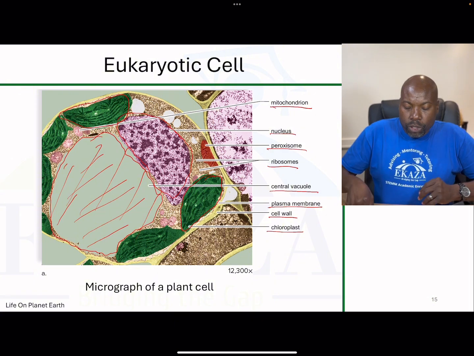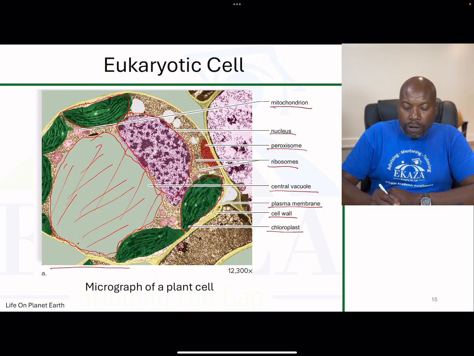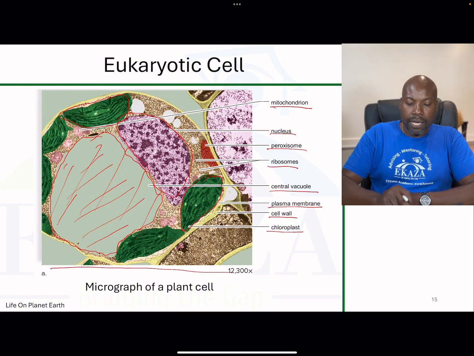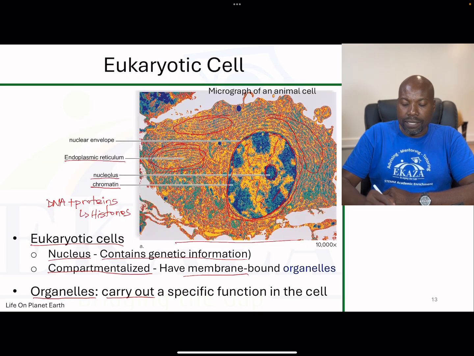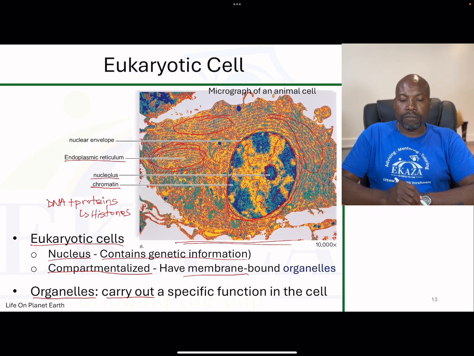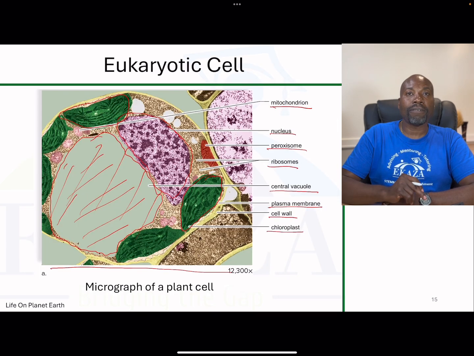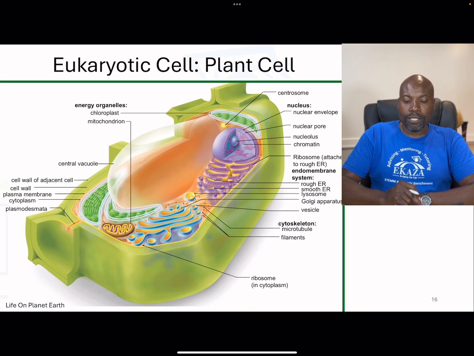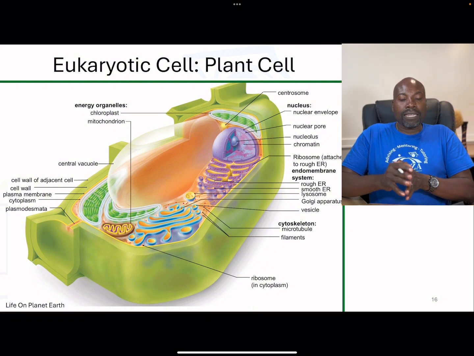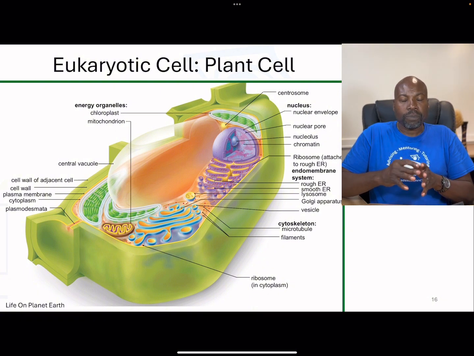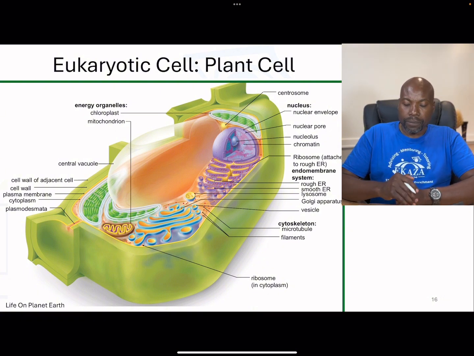All right, so this is a micrograph of a plant cell. I did not mention this, but the earlier one was the micrograph of an animal cell. Well, maybe I mentioned it, maybe I forgot. All right, so now let's take a look at a graphic representation of a plant cell.